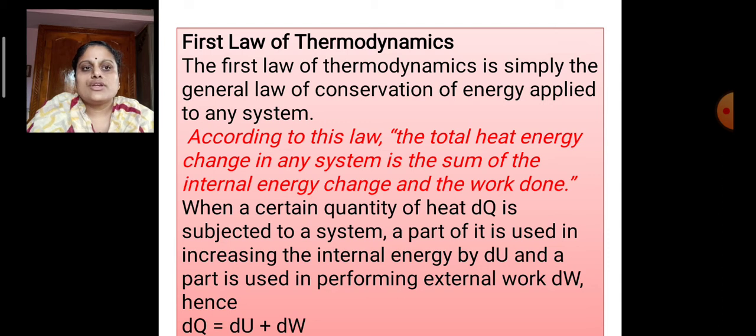When a certain quantity of heat dQ is supplied to a system, a part of it is used in increasing its internal energy by dU, and a part of it is used in performing external work dW. Hence, dQ can be written as dU plus dW.